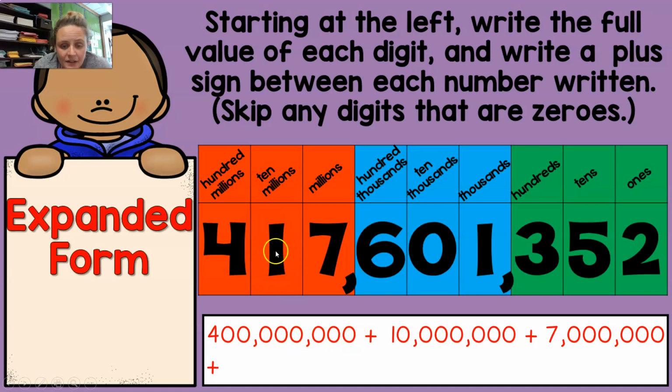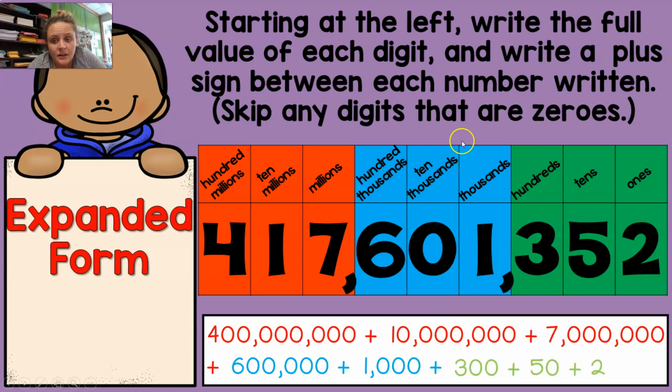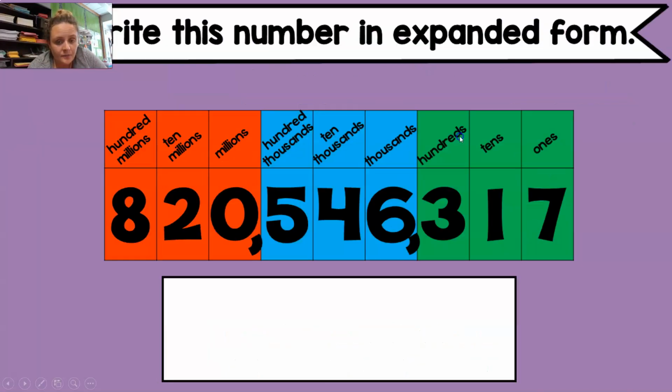Here we've got 7 zeros. Here we've got 6 zeros. Now we got to do the rest of them. Here we've got 5 zeros, which is 600,000. We skipped the 0. We don't need anything because it's no value. We've got a 1,000, a 300, a 50, and a 2.